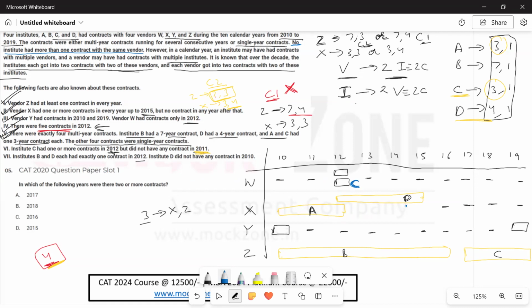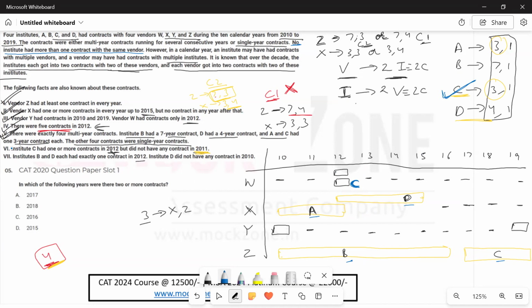So now we have figured out all the multiple year contracts. We have figured out D, A, B, and C. We have to figure out the single year contracts. And one of the single year contracts we have figured out C. So we have completely figured out C. Uska multiple year contract bhi and a single year contract bhi. Now we have to figure out what are the others.